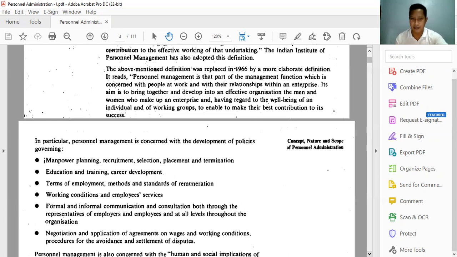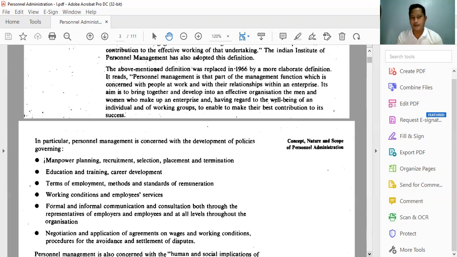Recruitment, selection, placement, and termination, that's part of it. Education and training, career development. Education and training does not only speak about schooling, but also continuous education, a continuous learning process within the organization. Training is part of education. You will be educated about how to improve something or how to avoid something so that we do not get into accidents or lower our productivity level.